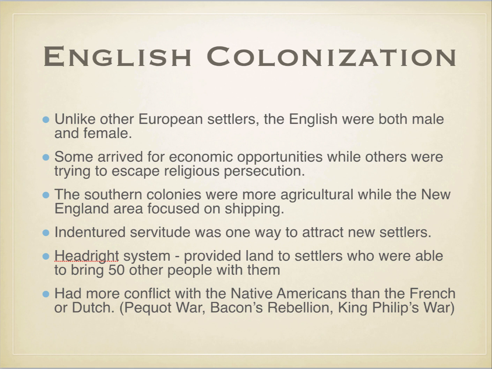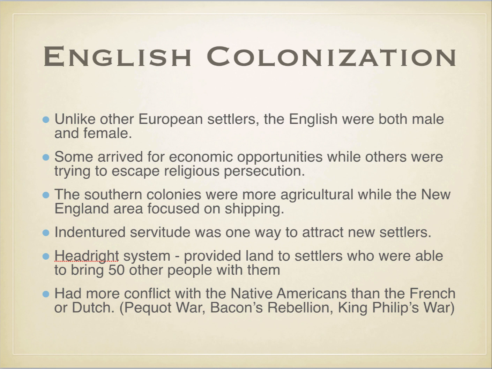So the English, they settled in New England at least, as both males and females. Some of them, as I said, came for economic opportunities. Others were trying to escape religious persecution. I should have put a third group that was trying to make the religion the envy of the world. The South is more agricultural. North is focused more on shipping.